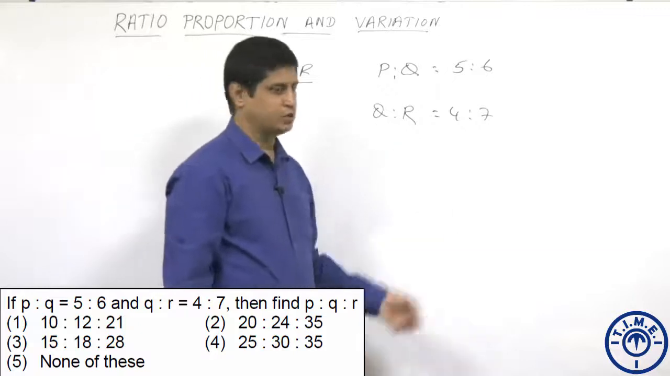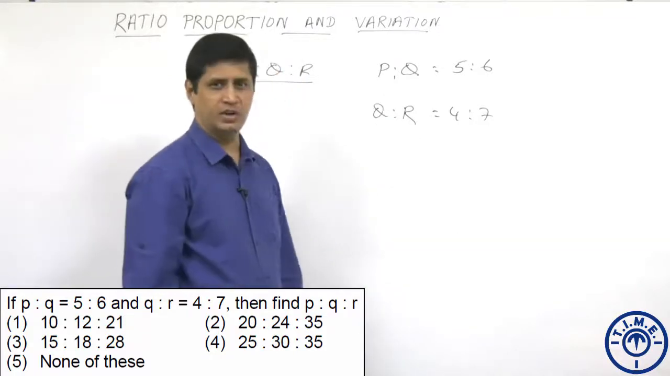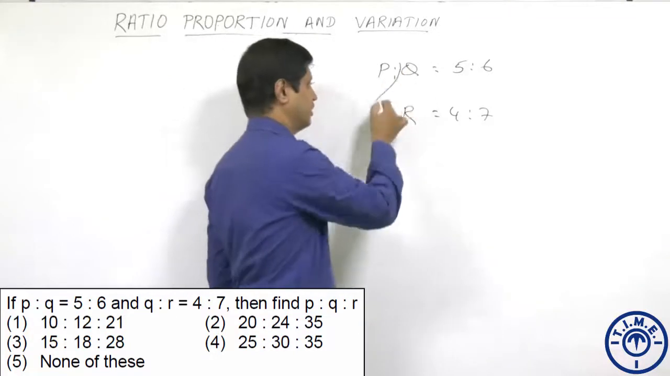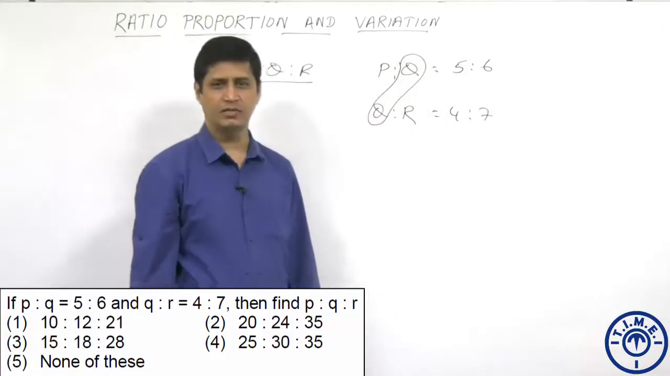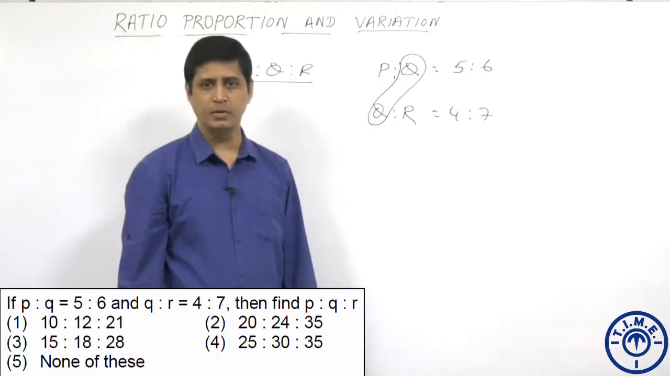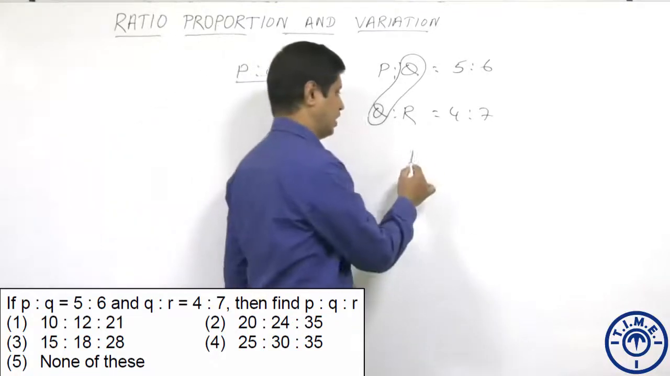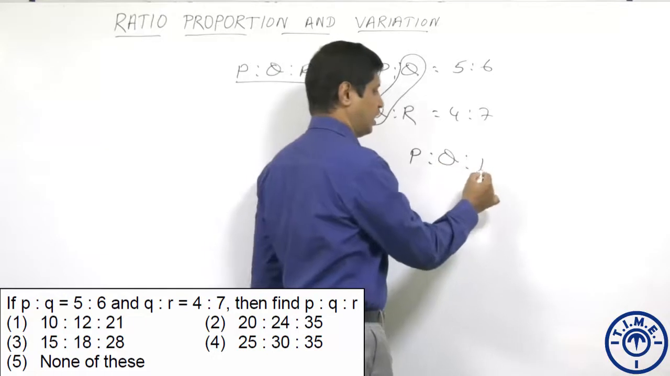Now, we have two ratios. In these two ratios, what is the common element? Q is the common element. So, how to find the combined ratio? Just by making the value of the common element the same in both the ratios. Now P is to Q is to R.